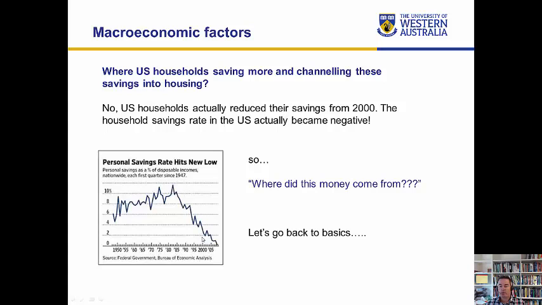So we're still asking this question, where did the money come from? Well, the simple answer is it came from overseas, but to understand how and why it came from overseas, to get a fuller picture of this, we need to go back to basics. So where I'm going to leave this particular presentation is, A, we know that the money was not sourced from households themselves. It wasn't as if households started saving more and putting that money into the housing market, and B, we know the money came from overseas. But why did it come into America? How did it come into America? And what impact did it have when it got into the United States? That's the next part of the story.